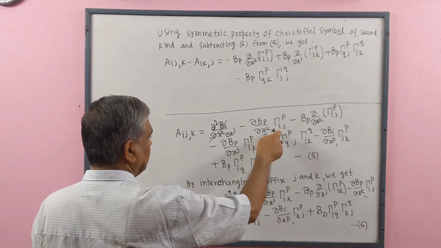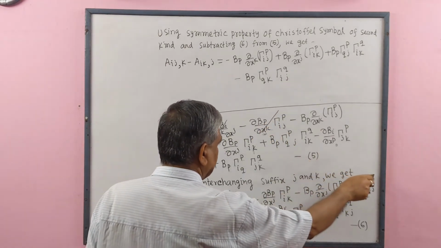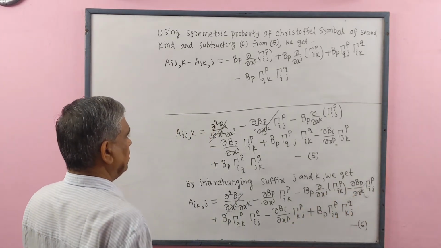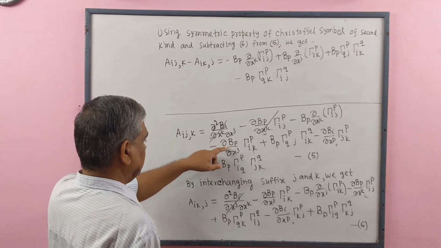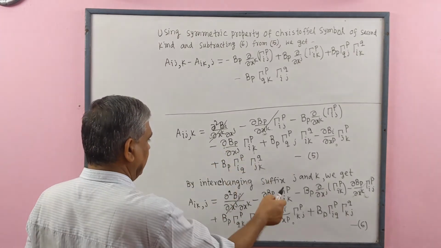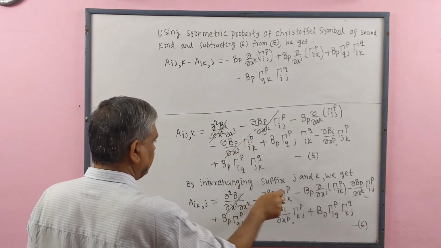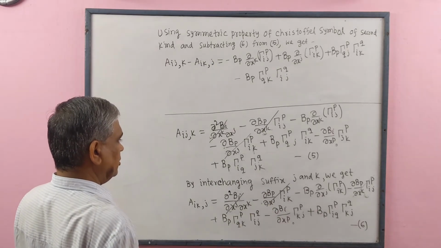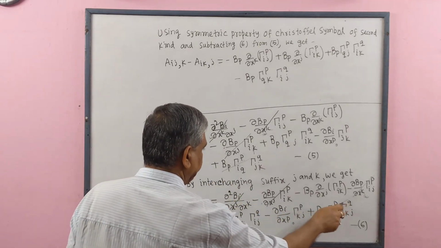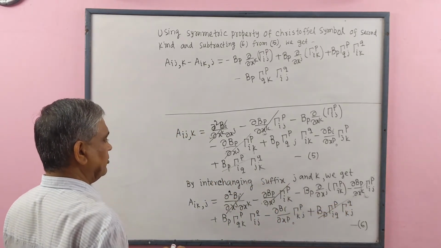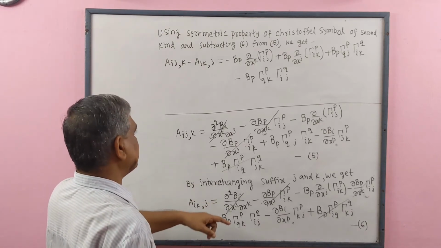Also this and this term are the same, so we cancel these two terms. Here we see that this and this term are the same, so we cancel this and this term. This term and this term are the same, so cancel by subtracting. So we write the remaining terms.